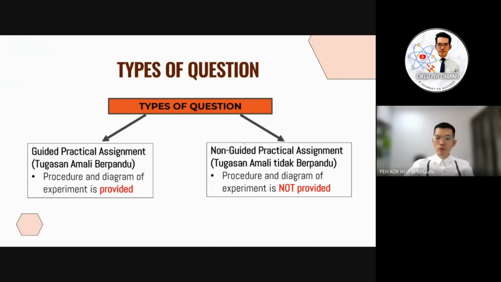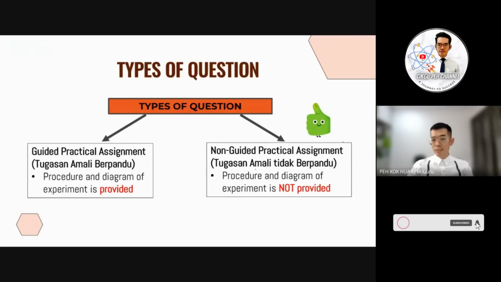The second type is Tugasan Amali tidak berpandu, the unguided practical task. The procedure and diagram of the experiment are not provided, so the candidate has to plan the experiment and draw the diagram. I have already discussed this type of question many times on my channel, so you may go to my channel and view the discussion regarding the types of questions. The question we are going to discuss today is a Tugasan Amali tidak berpandu.